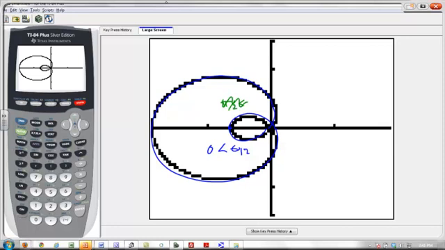The thing I want you to leave with in this particular drawing is that certain parts of the curve correspond to certain values of theta. That's going to come up and be really important later on in the slideshow. All right, so we've got one more to do.